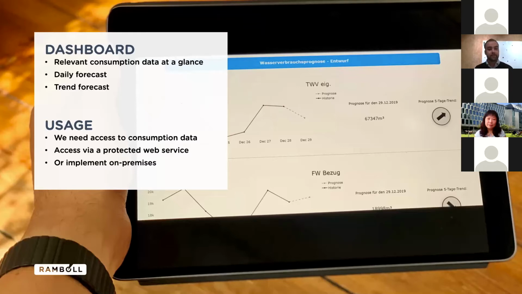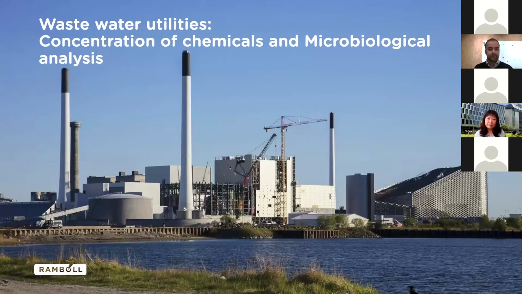And then we can set it up as a protected web service or something that is implemented on premises, depending on the needs. On the next slide, I briefly touch on two different project samples that focus more on wastewater, and it's about chemical and microbiological analysis of the wastewater.